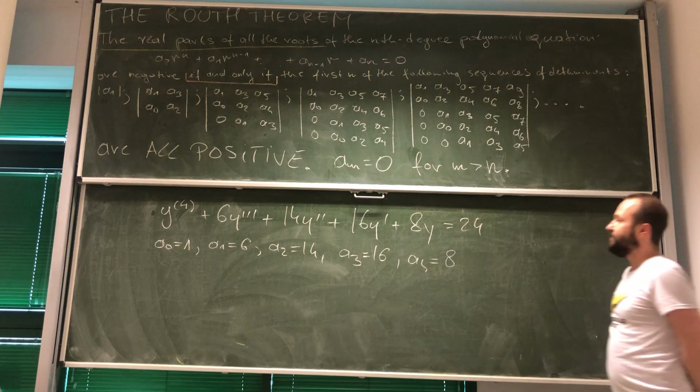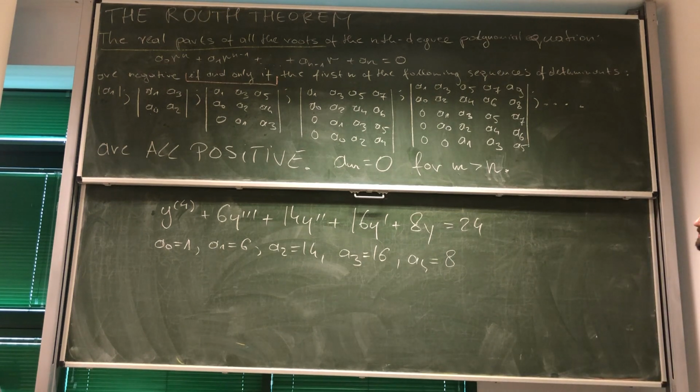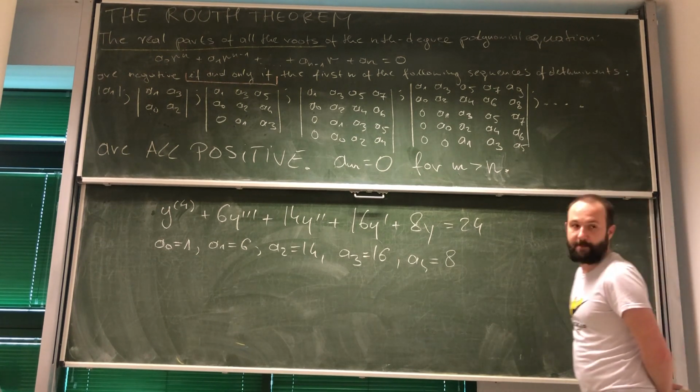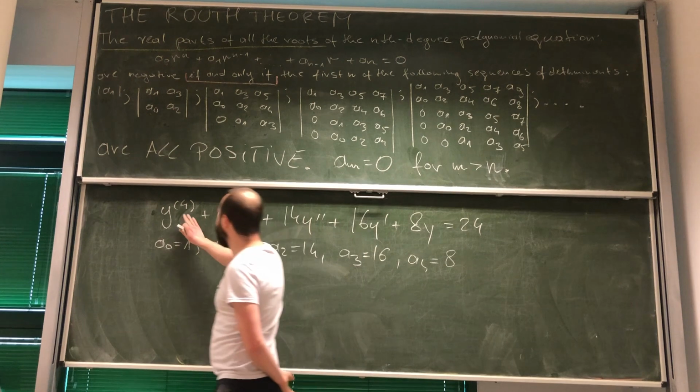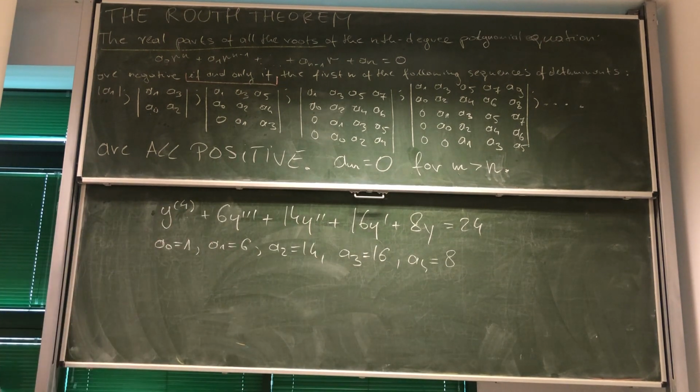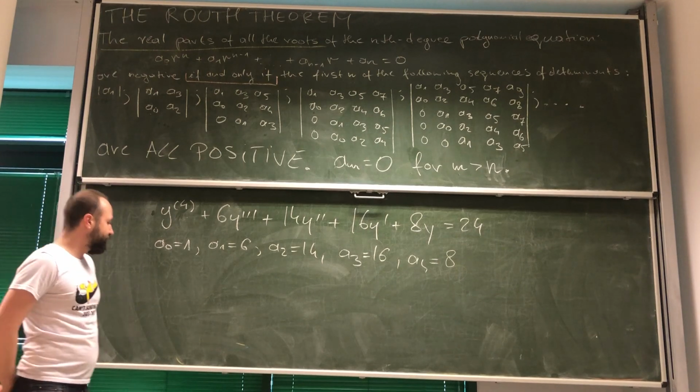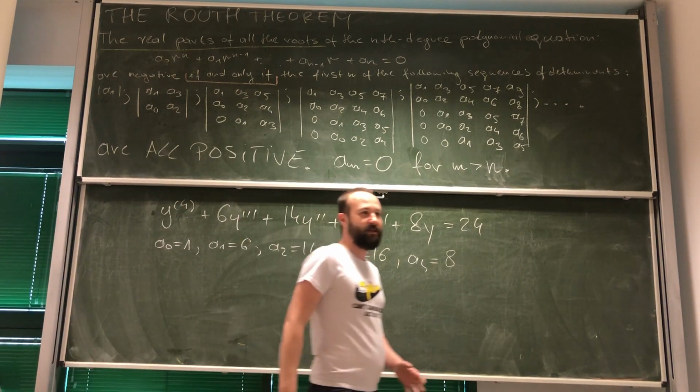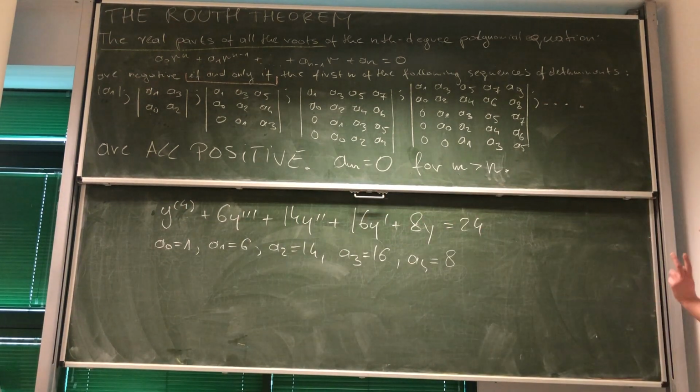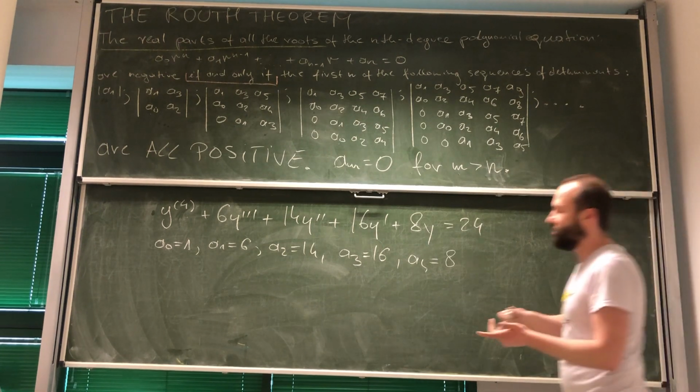Okay, now, what is the degree of our polynomial in here? Well, it's 4, right? Because the highest degree of the derivative is 4. Which means we will have to calculate 4 matrices, determinants, I'm sorry.